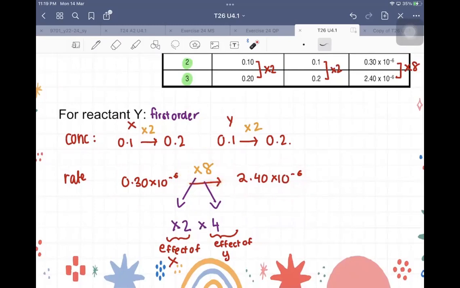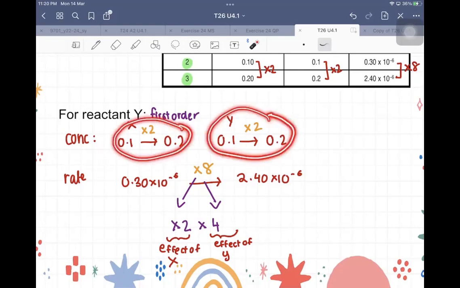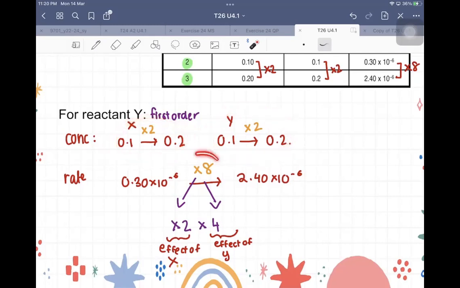But in experiment 2 and experiment 3, you are not only changing the y from 0.1 to 0.2, you are also changing the x, which is from 0.1 to 0.2. So this times 8 is actually the effect of changing both x and y. This is what I mean by the combined effect.